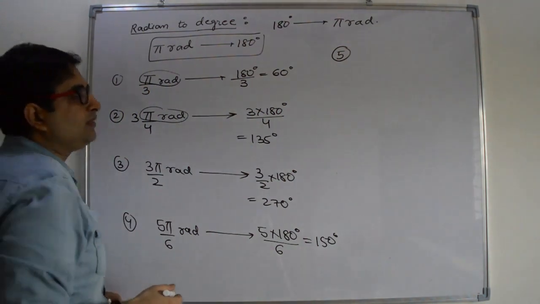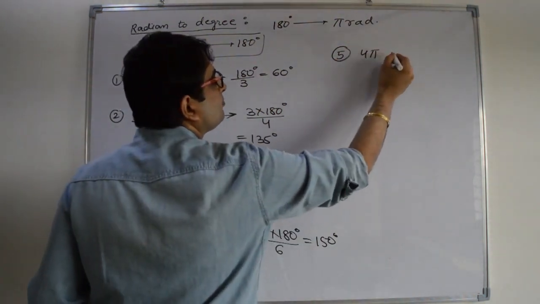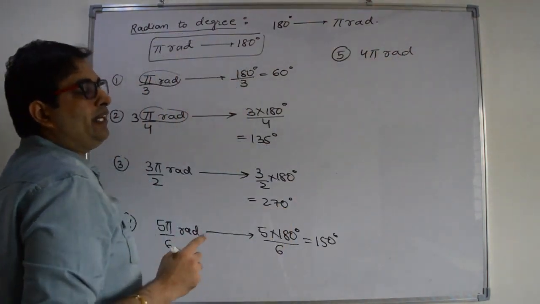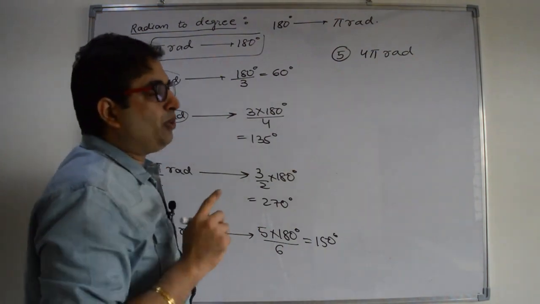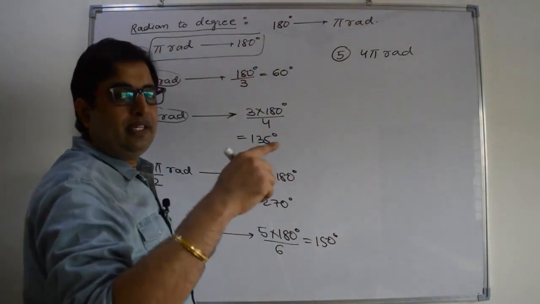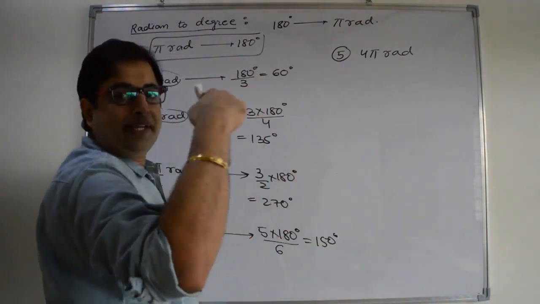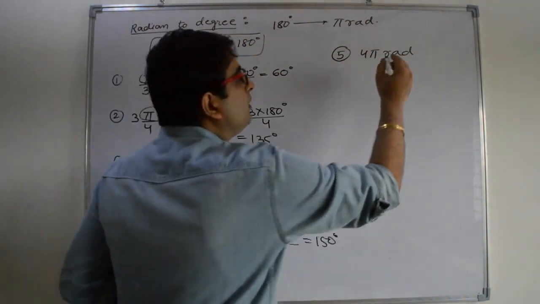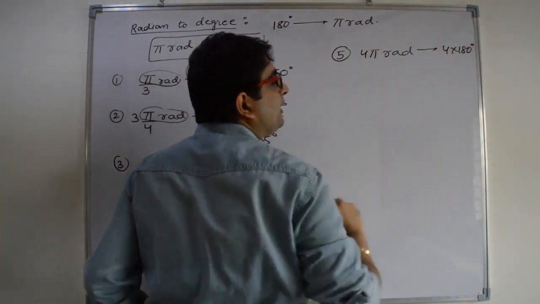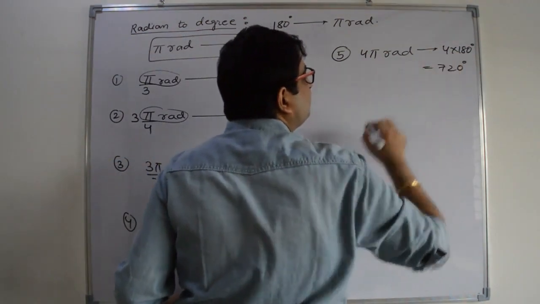Fifth example. I am taking 4 pi radian. In last point I told you 2 pi is 360 degree, one complete cycle. So 2 pi plus 2 pi is 4 pi. That means 2 complete cycles. Right? It is 4 into 180 degree. It will be 720 degree.